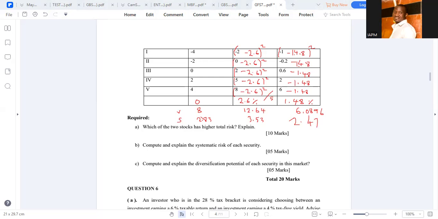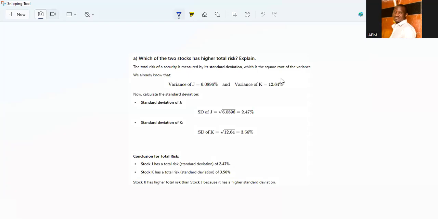So these are the computations that we found. The total risk is calculated by the standard deviation. So we pick on J. We found the variance of J, and now we have to find the standard deviation. Right. The next question.